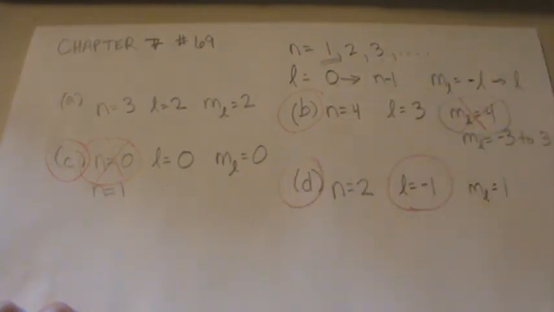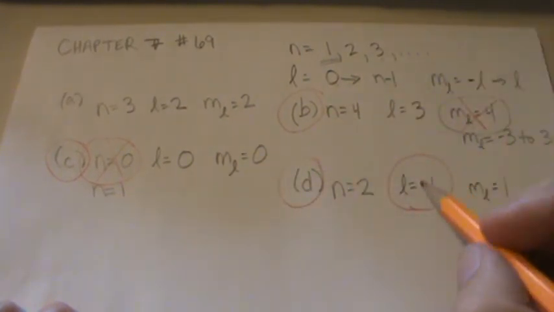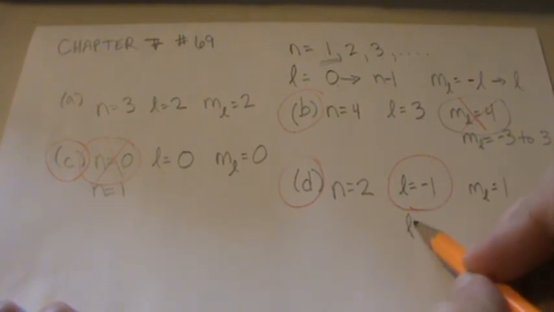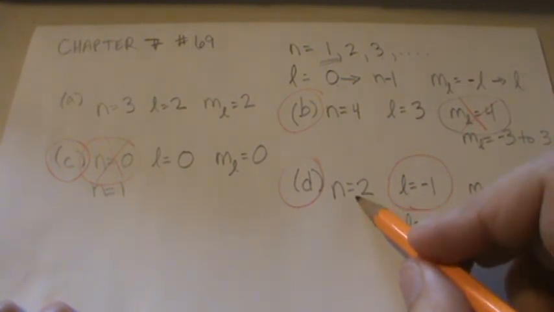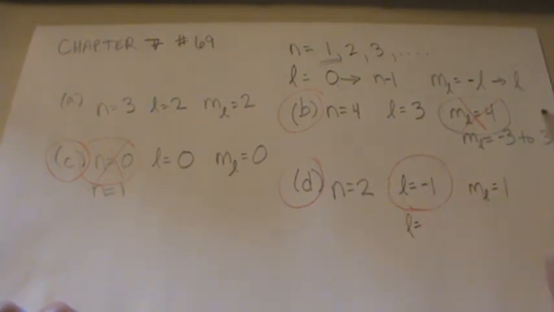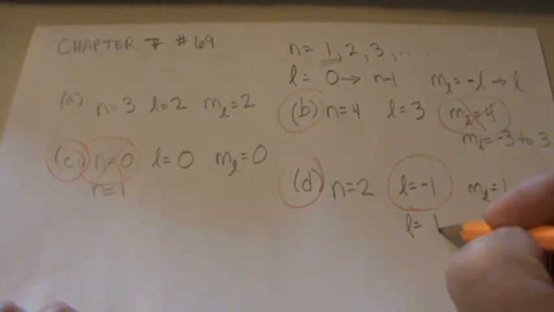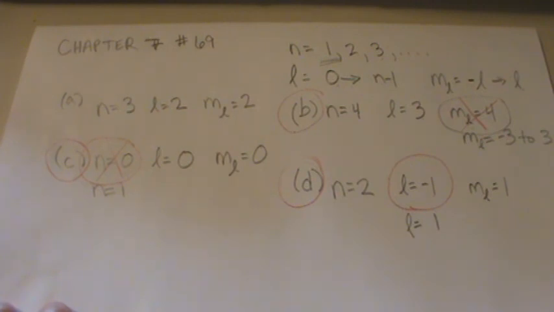So D is also not alright. In this case, L could be 0 or positive 1, except for the fact that since m sub L is 1, then L would have to be 1 in order to make this problem work.